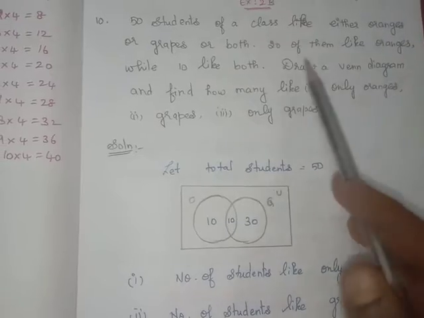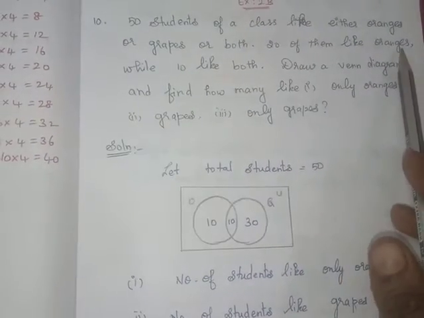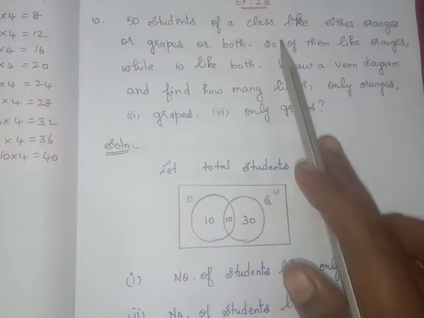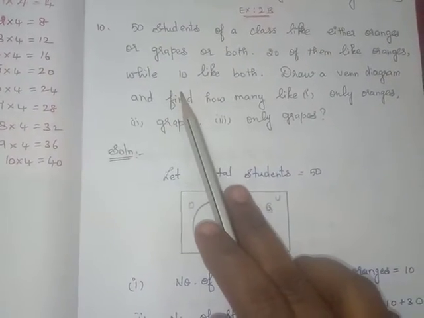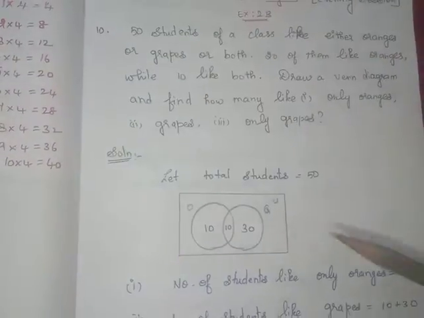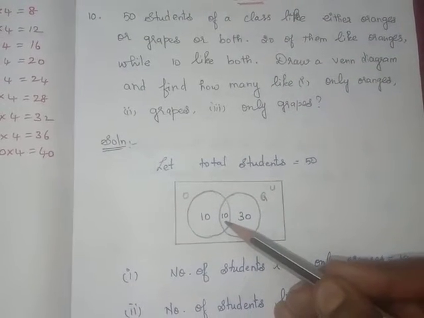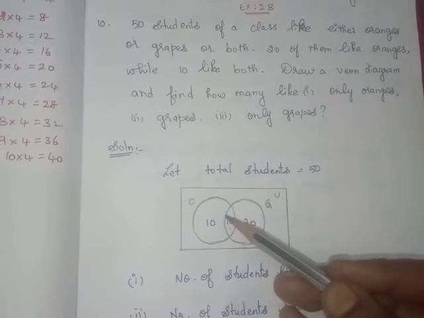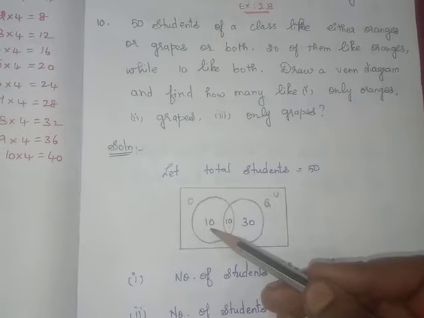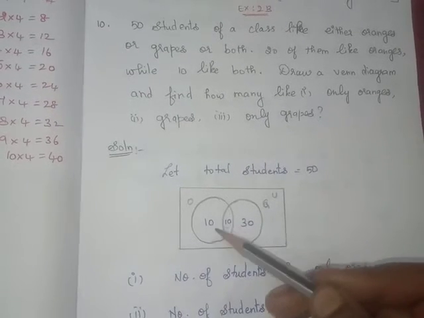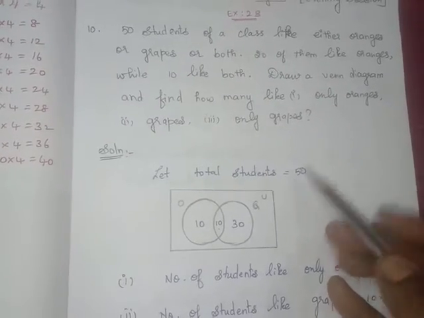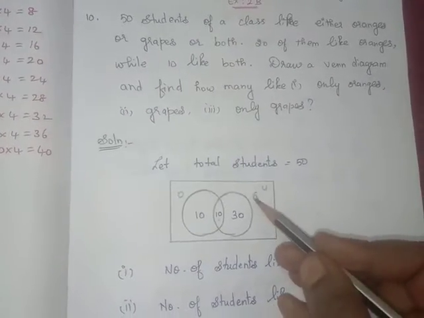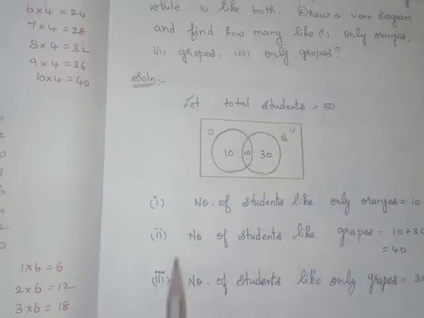Out of 50, 20 are already given in the question. Oranges have 20, but that 20 is not fully oranges. Half of it, the 10, will be in both. So both means the intersection part has 10. The remaining of the oranges is 10. So 10 have orange only, 10 have both. So 20 will be subtracted from 50, the remaining is what? 30. So that 30 is nothing but grapes only. So the Venn diagram is over.